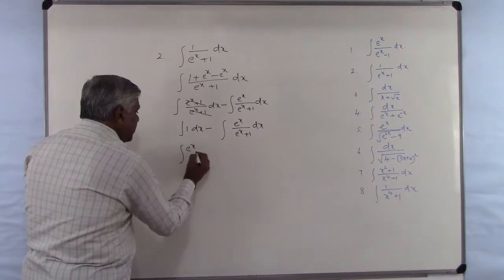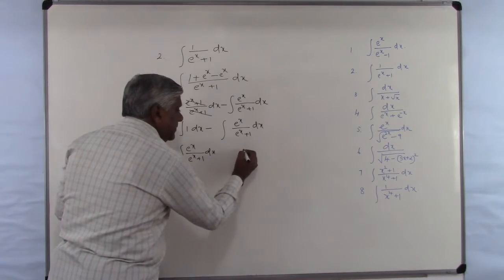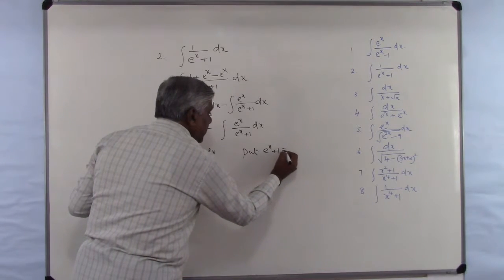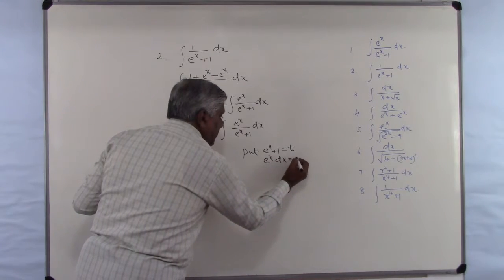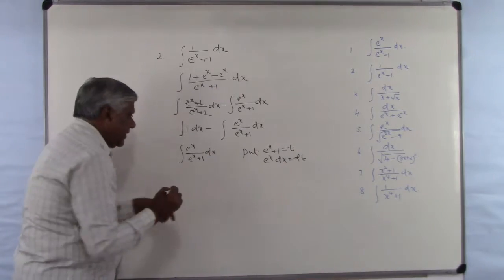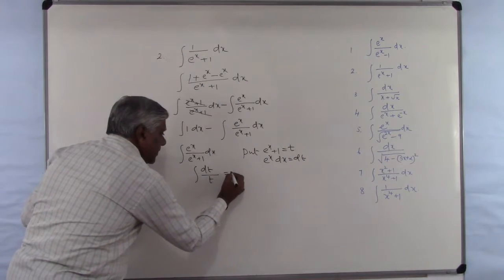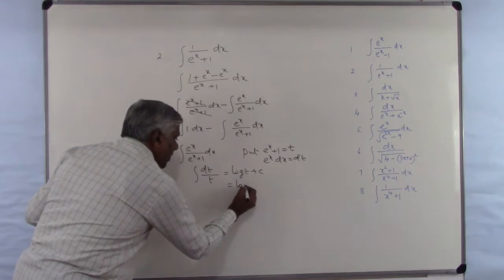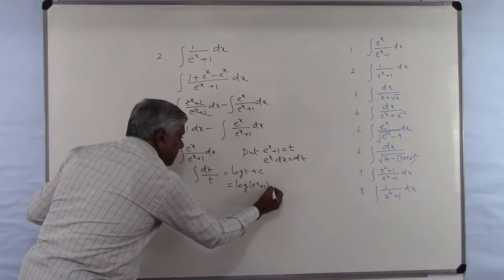Integral e to the power of x divided by e to the power of x plus 1 into dx can be written as, put e to the power of x plus 1 is equal to t. e to the power of x dx is equal to dt. Therefore, dt by t, which is equal to log t plus c. This is log of e to the power of x plus 1 plus c.